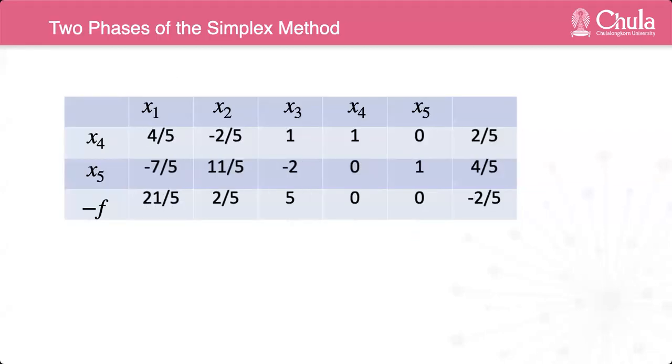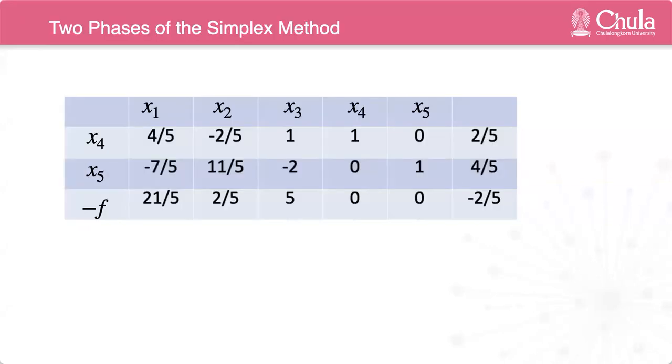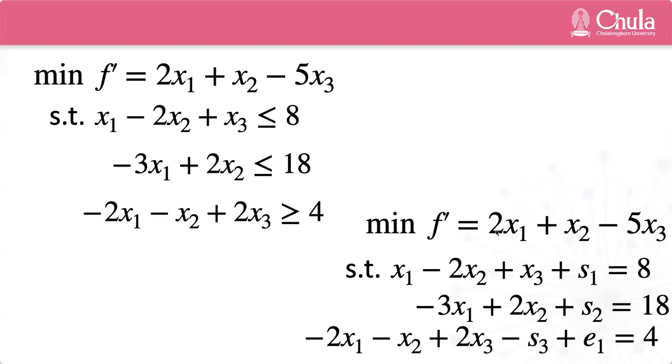Now we stop here already, right? We move to the next example. We want to maximize this objective function. Of course, because this one is maximized, we have to change it to minimize 2x1 plus x2.